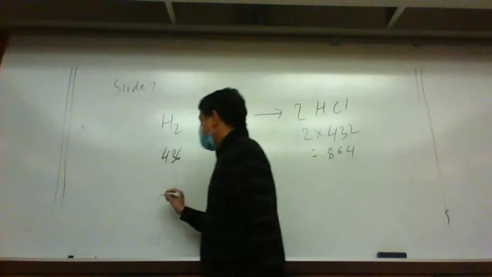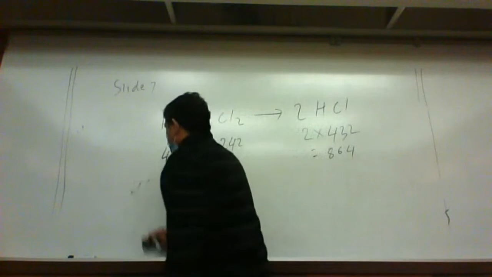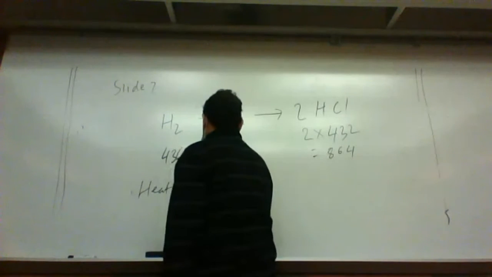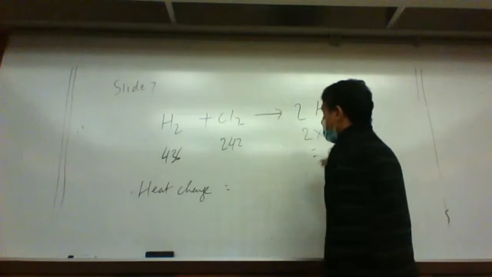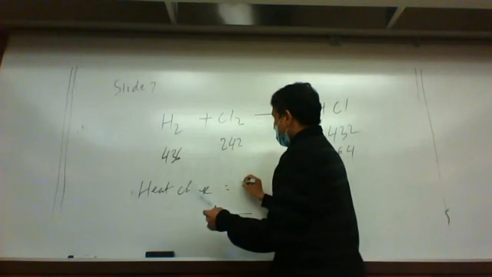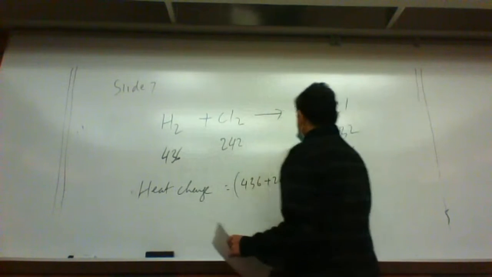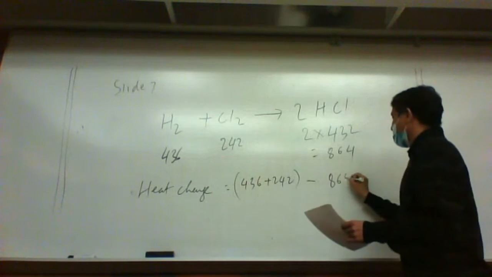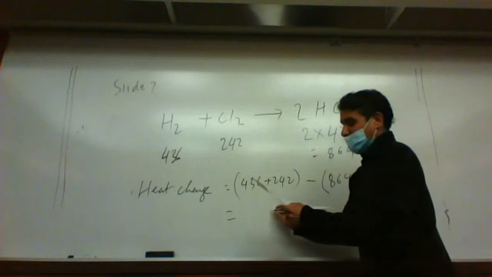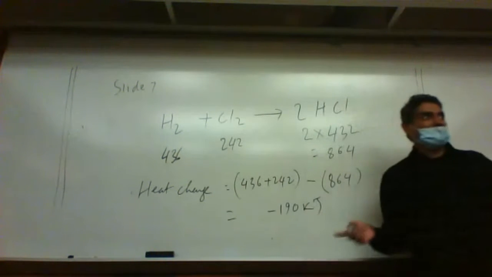Now what is the heat change, or enthalpy change? Whatever you want to call it, the heat change is equal to broken minus formed. Our formula is broken minus formed. Add this one and this one. That is 436 plus 242, that's broken, minus formed 864. If you calculate this one, you get minus 190 kilojoule per mole.